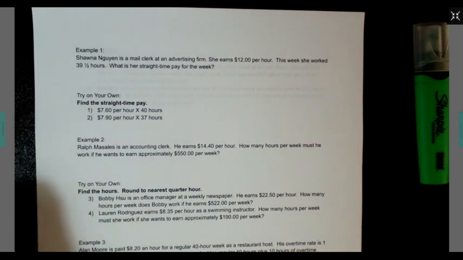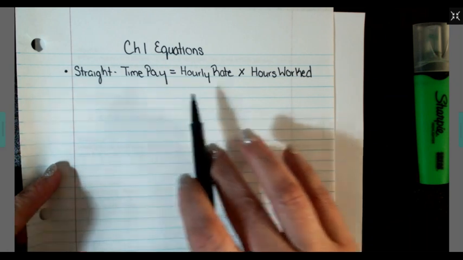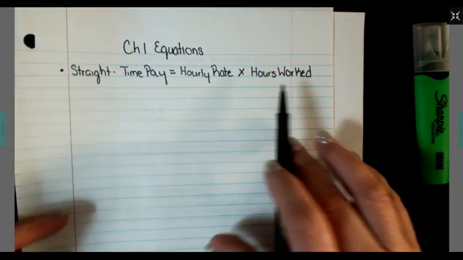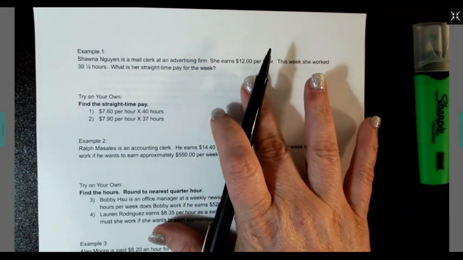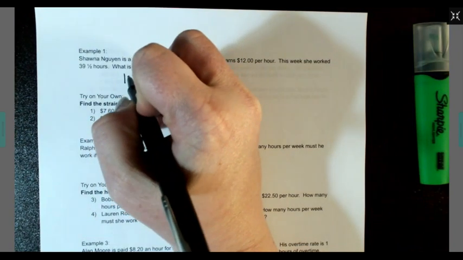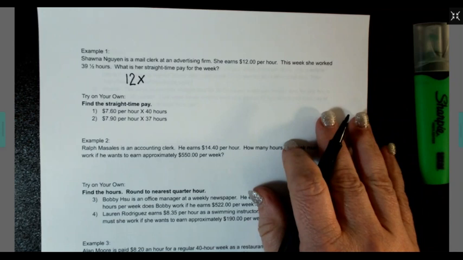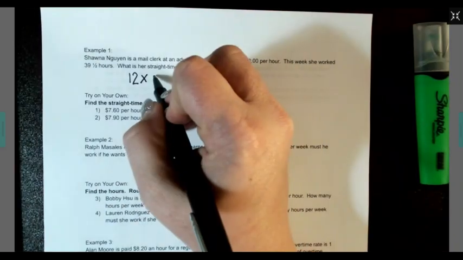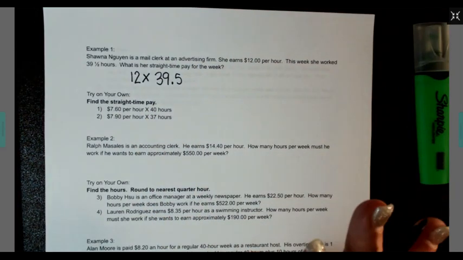Now I'm going to go back to this equation that we just wrote down. The equation I just wrote down says to find your straight time pay, you take your hourly rate and you multiply by the hours worked. Well, she earned $12 an hour, so that's my hourly rate. And we're going to multiply it by the hours worked. She worked 39 and a half hours. Another way to write that would be 39.5, which is acceptable as well.